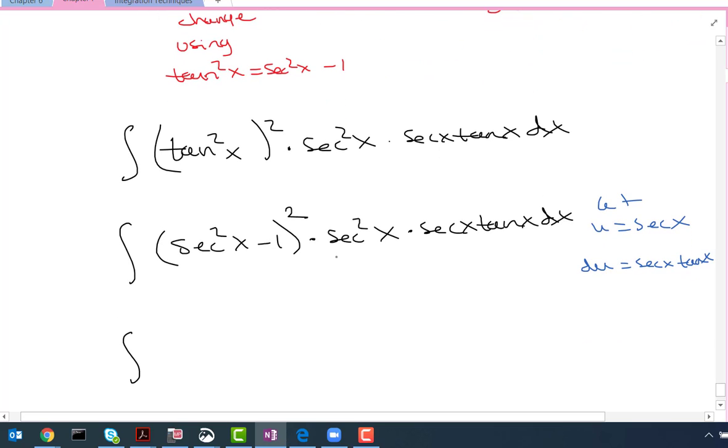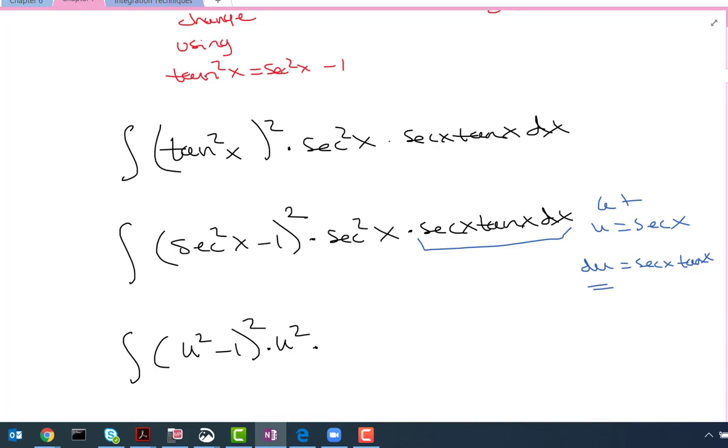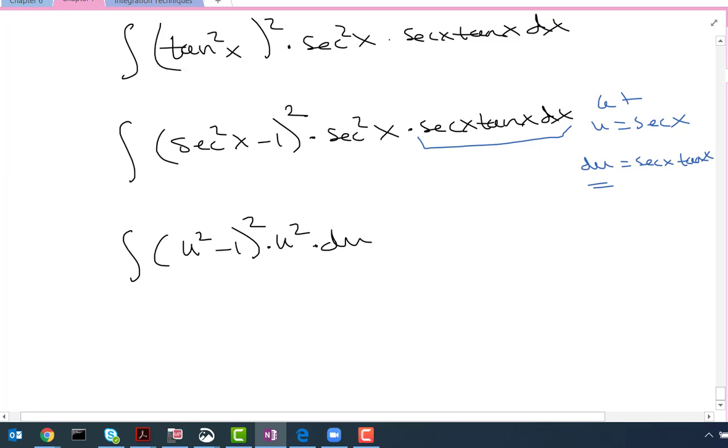I like to simplify these crazy things once I've made my substitution because it's easier with u's than it is with the trig functions. So this will become u squared minus 1 squared times u is secant, so secant square is u squared, times secant x tangent x, that's my du, so times du. And how do I integrate this guy? Let's multiply it all out.